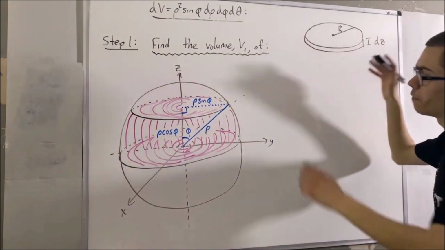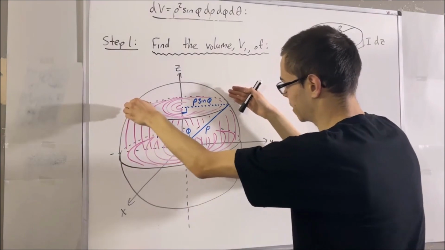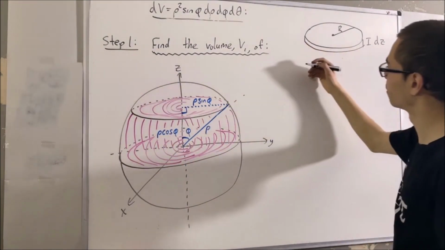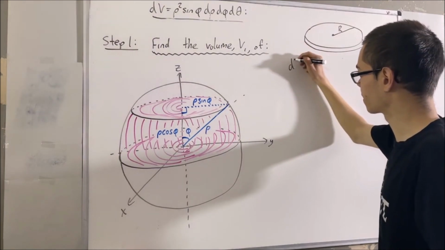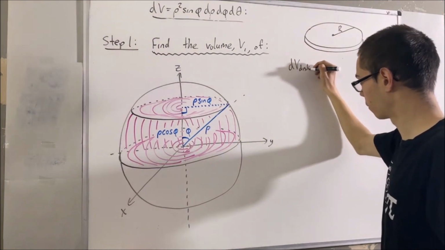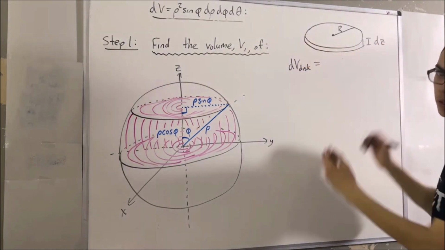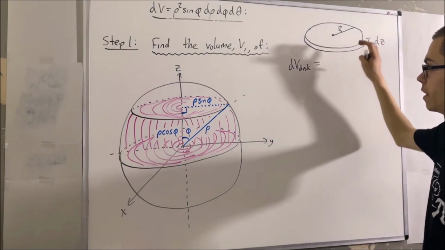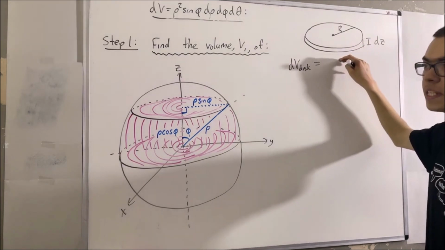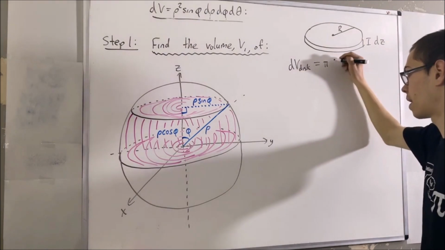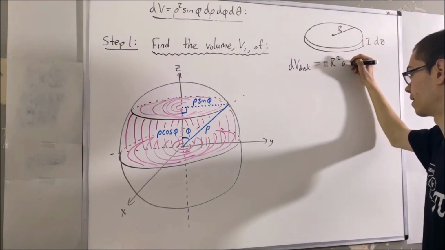So we're integrating the volumes of these thin disks. So then what's the volume of a thin disk? I'm going to call the volume of a thin disk dV disk. Well, these disks are in the shapes of cylinders. So really we're computing the volume of a cylinder, which is pi r squared h. And for our purposes, that is pi capital R squared dz.